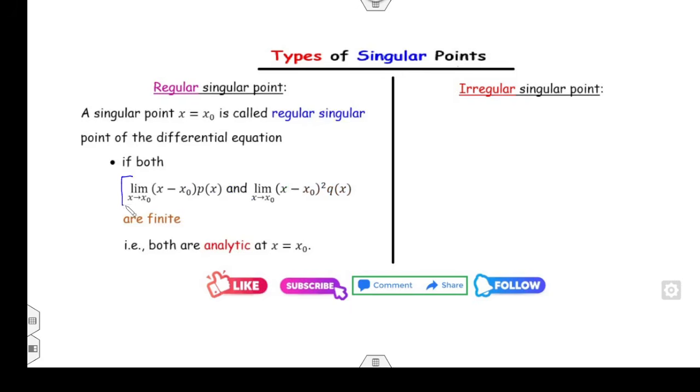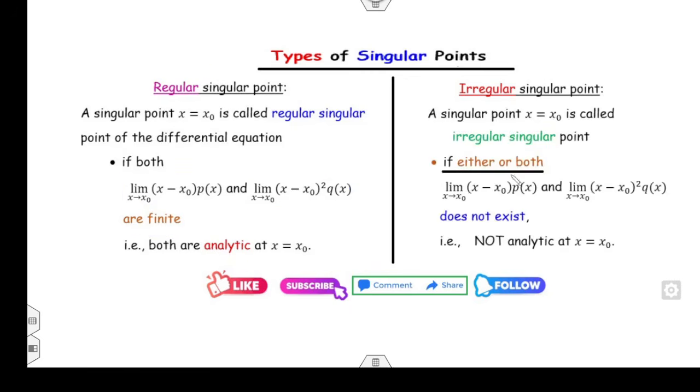That means whenever the limit of x minus x naught times p x and x minus x naught squared times q x is finite, that means both are analytic, then we call it a regular singular point. Otherwise, if either or both do not exist, we call it the irregular singular point.